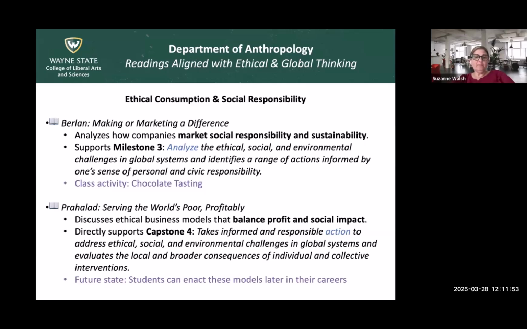And then I have some materials in the course that really are about thinking about their future. So C.K. Prahalad's article on serving the world's poor profitably, it's not really an article that students can take action on right now, but it's something that will help them think as they go into their careers, especially since so many of them are business majors, go into their careers and think more broadly about how can business be ethical? How can business help more people?